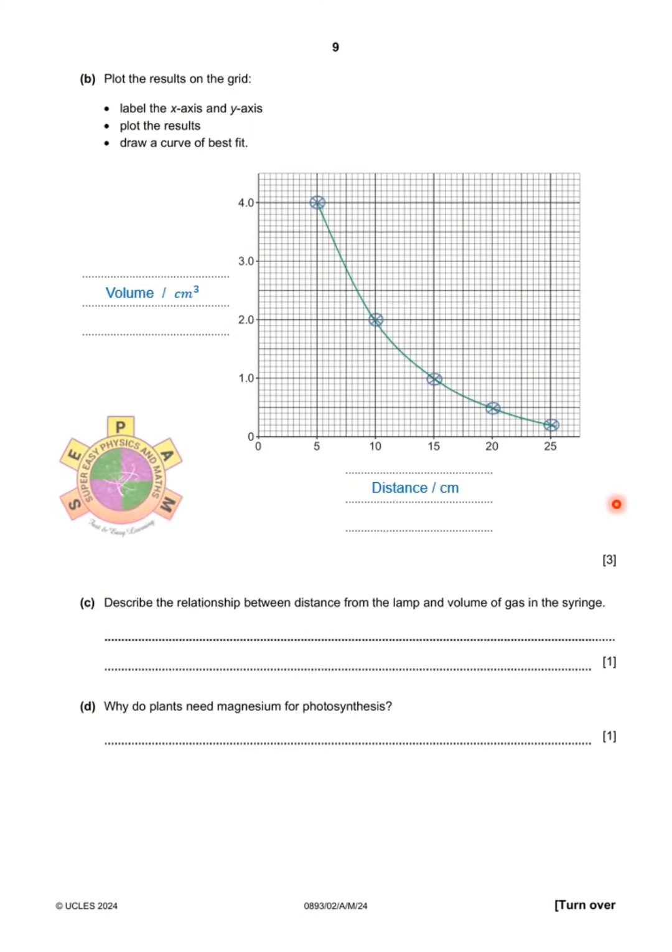Now, describe the relationship between the distance from the lamp and the volume of gas collected. You can see as the distance increases, the volume decreases. Or you can put it the other way around too. As the distance increases, the volume of gas collected reduces or decreases.